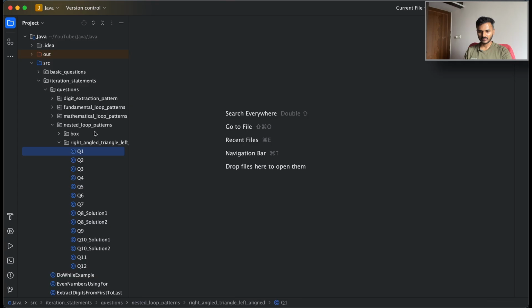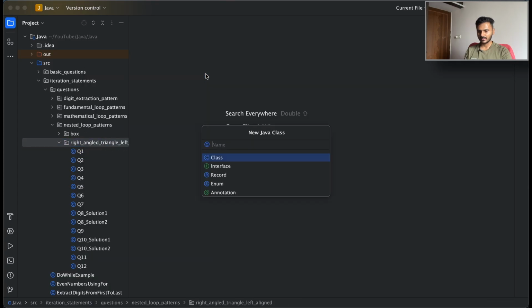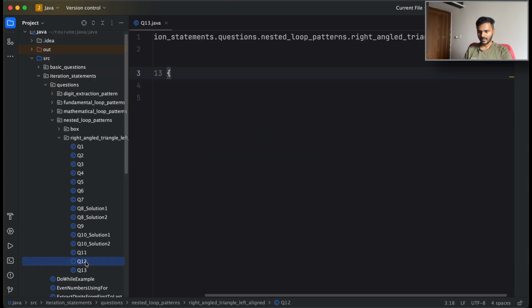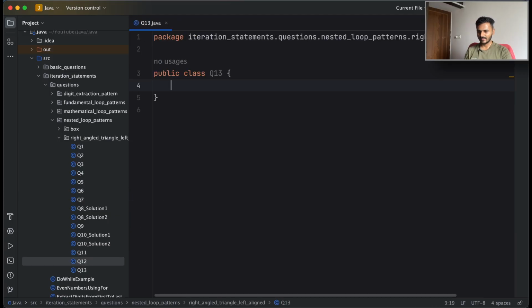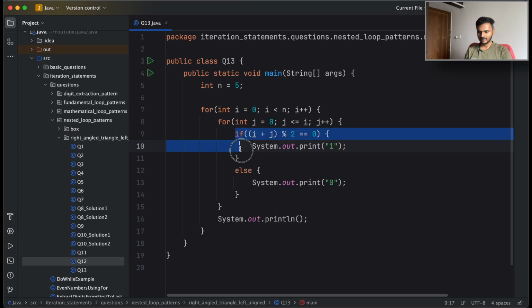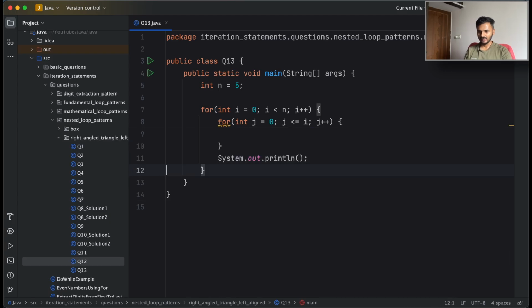Let us close this. Let's create a new Java class, say Q13. And let's quickly copy the main method from Q12. Let's paste it here and let's get rid of this if else that we have, right? Now, what we had decided was we're going to handle the first row and the last row separately, which means we're going to start from 1 and go all the way up to and including n minus 2, right?